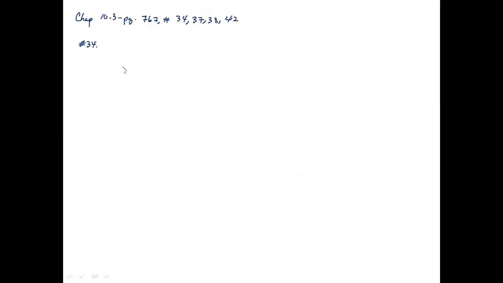Okay, chapter 10.3. We're still dealing with radicals. Now we're multiplying and simplifying radical expressions. We're on page 767, and we're looking at number 34. It says, use the product rule to multiply. So I have the fifth root of 7x squared times the fifth root of 11x.